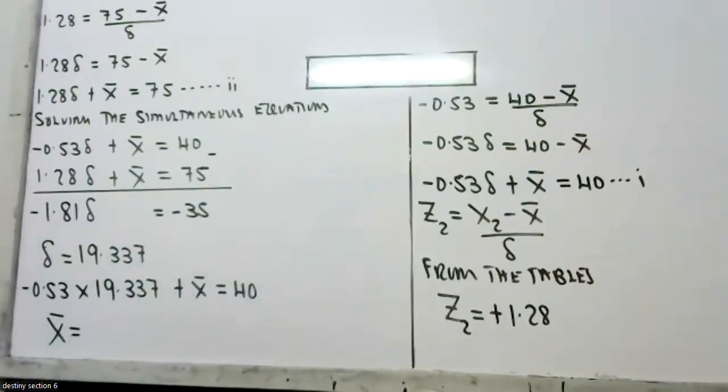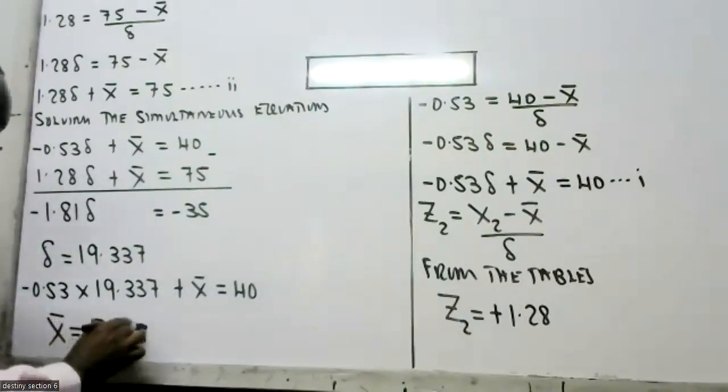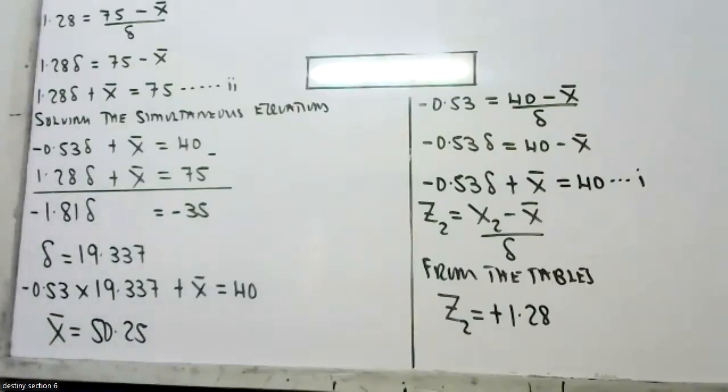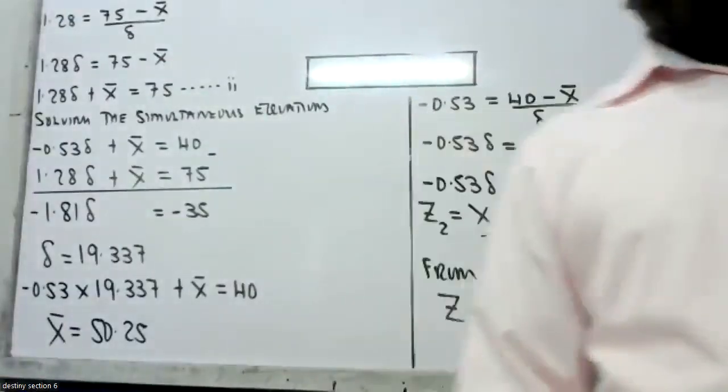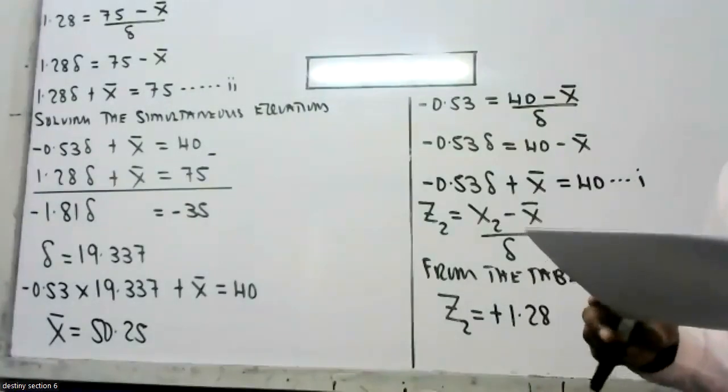So it will be 0.53 times 19.337 plus 40. So I'm getting 50.24.25. So that is the mean. That is the mean of that class, of that exam.